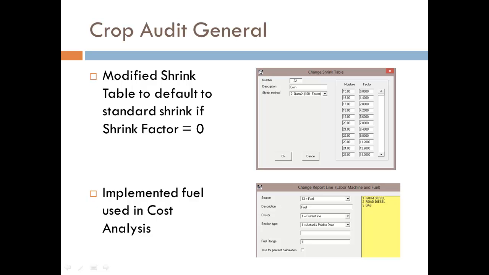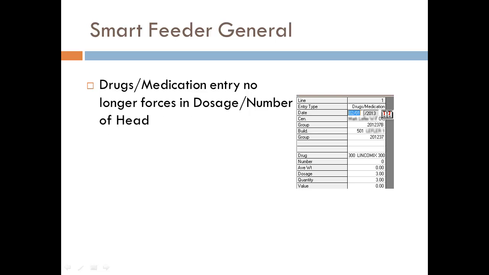And Sarah, have you done any work with that part? Are you aware of what Ross instigated? Okay. We implemented fuel used in cost analysis. There's a new line type. In this case, you want to track individual fuel by field or crop.